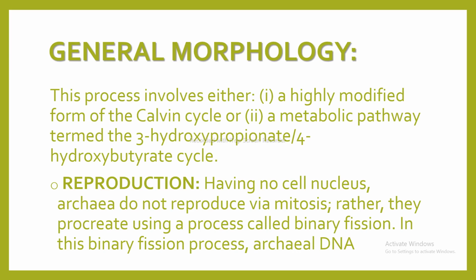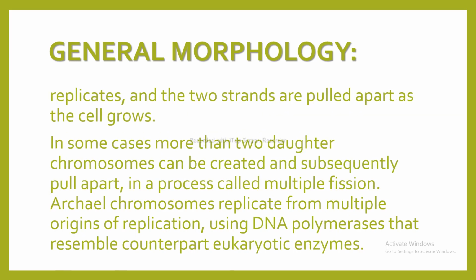Having no cell nucleus, archaea do not reproduce via mitosis. Rather, they procreate using a process which is also known as binary fission. In this binary fission process, the archaeal DNA replicates and the two strands are pulled apart as the cell grows. In some cases, more than two daughter chromosomes can be created and subsequently pulled apart in a process which is called multiple fission.